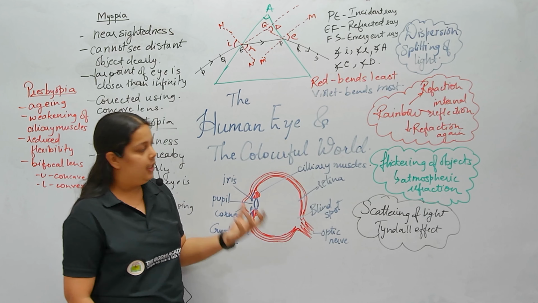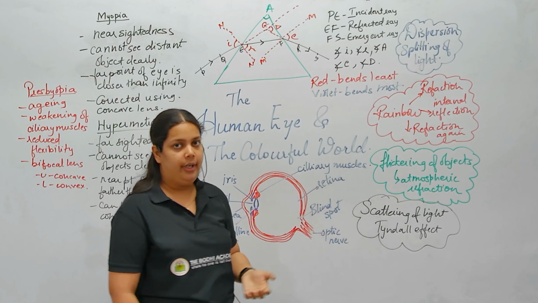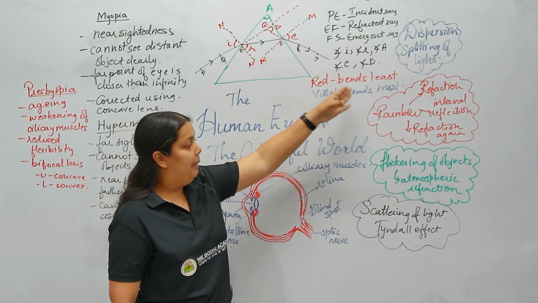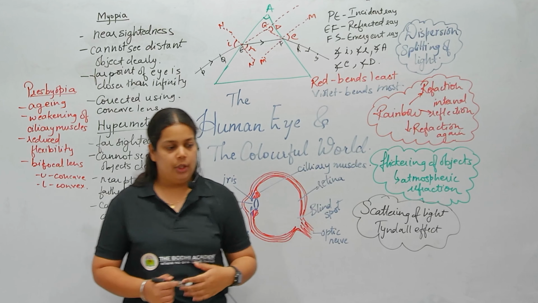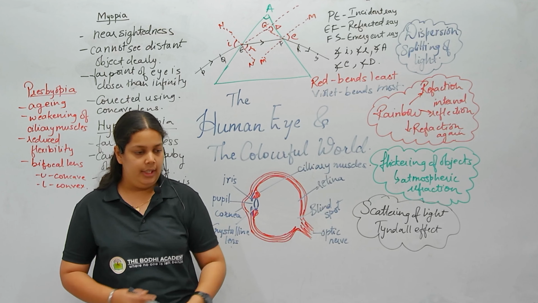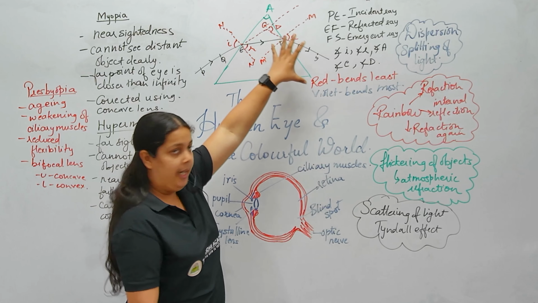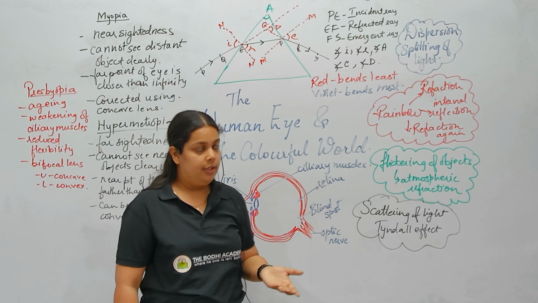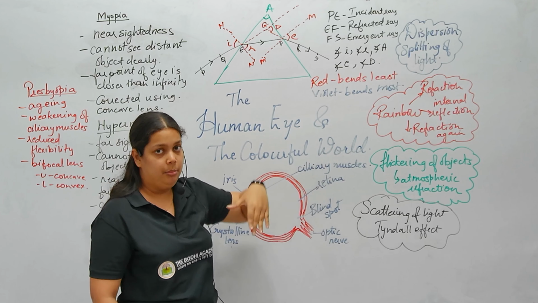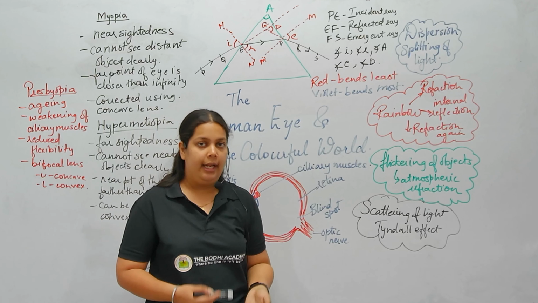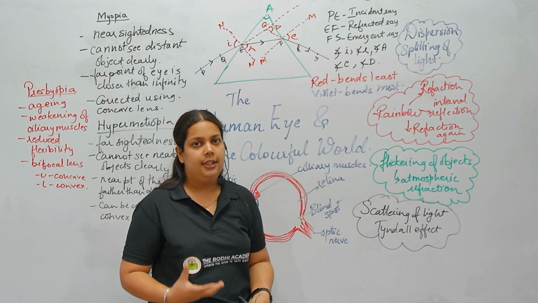Different colors are bent by different angles. Red bends the least, whereas violet bends the most. Because each color bends differently, the emergent rays spread out into their constituent colors. So depending on the angle, we will see the spectrum.